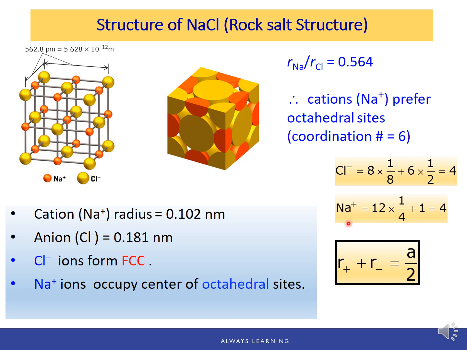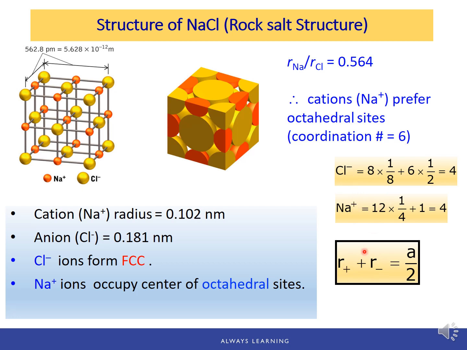For the cations, which are at the edges of the unit cell, we know each edge is shared by 4 unit cells, so 12 times a quarter, plus 1 in the body center, which belongs just to this specific unit cell. So the number of cations in one unit cell is also 4. So the ratio is 1:1 for sodium chloride.